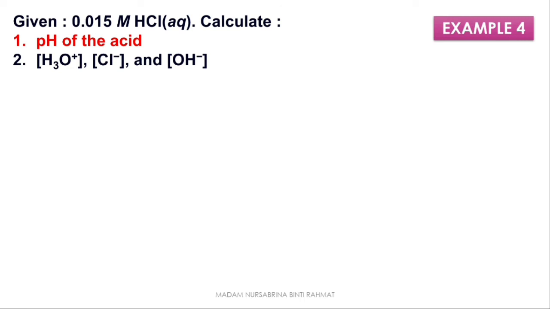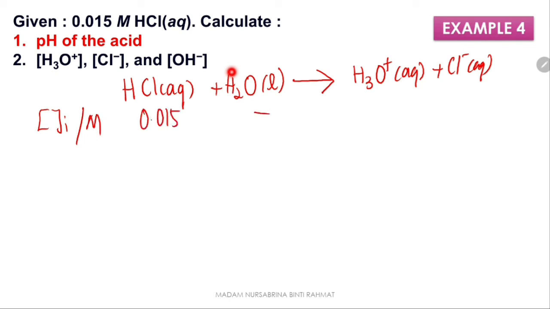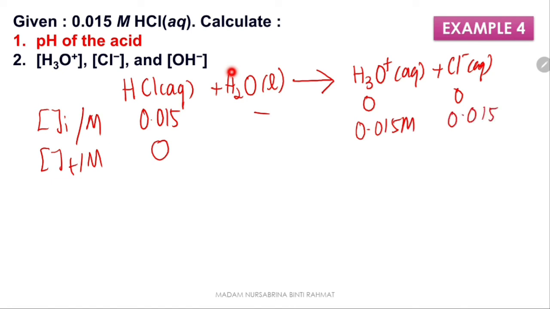So you are given 0.015 molar of HCl. First write down the ionization equation. HCl ionizes completely in water because it's a strong acid. So one arrow, it becomes H3O plus plus Cl negative. The original concentration of HCl is 0.015 molar, which means H3O plus and Cl negative are 0 and 0. Final concentration: HCl is completely ionized, so it becomes 0, whereas we have 0.015 molar of H3O plus and 0.015 molar of Cl negative.